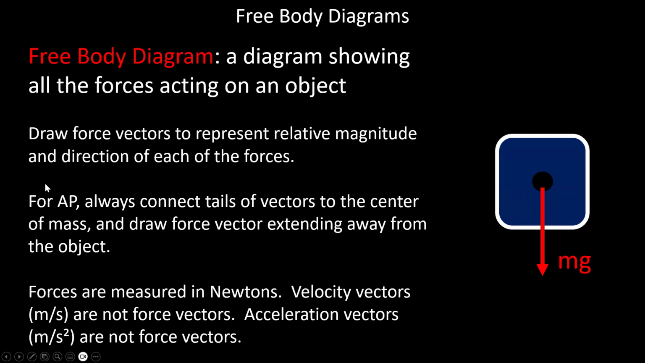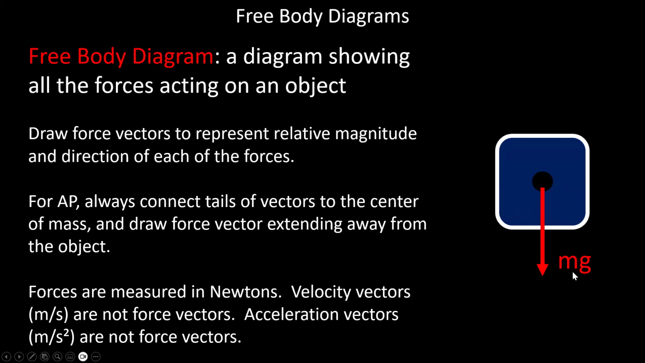If it's twice the length, that means twice the pushing force. This next line I'm saying for AP because AP is really strict about this next rule, but really this is true for all my classes anyway. Always connect the tails of the vectors to the center of mass dot. You see a black center of mass dot right there? You see the tail of this vector? And draw the force vector extending away from that center of mass dot. That's a common thing you'll see throughout this entire presentation. I'm connecting the center of mass dot to the tail of the vector, and drawing the vector going away.